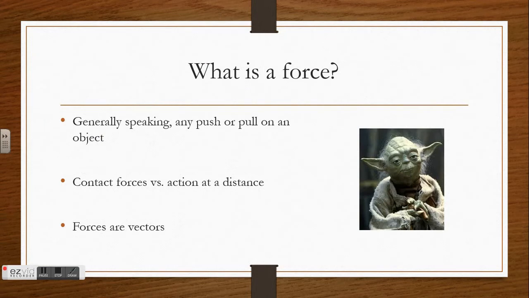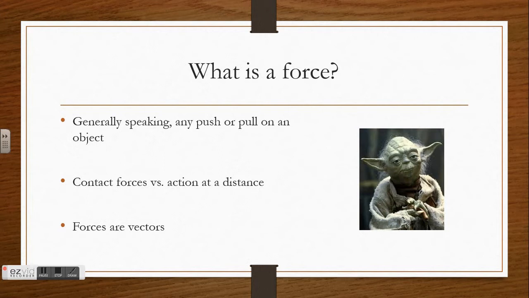Forces are everywhere in our world, and generally speaking, any push or pull on an object can be modeled as a force. There are two general types of forces. One is what I would call a contact force. That requires two objects to be in contact with one another, and that force is related to that contact between the two objects. If I push a cart down the hallway, the force I apply on the cart would be a contact force. Friction is also another good example of a contact force. In order to have friction, two objects must be touching one another.